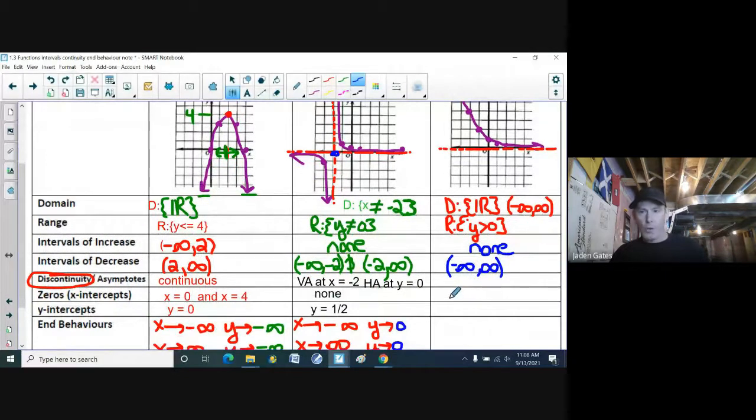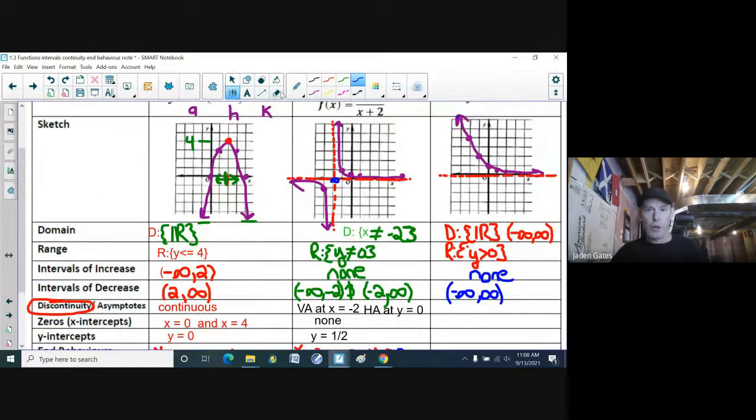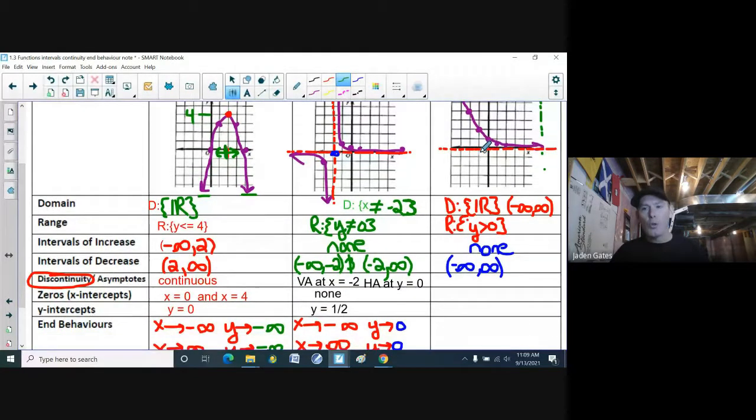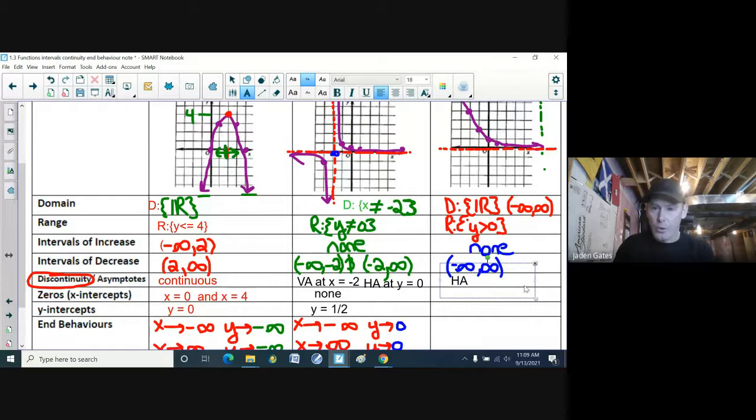Horizontal asymptotes and vertical asymptotes. So there is no vertical. There's nowhere where this thing just stops and cuts off. But yet, see this red line here, it never goes below 0, never even gets to 0. And so then I would say, okay, we have a horizontal asymptote at y equals 0 because it approaches that line but never gets there.